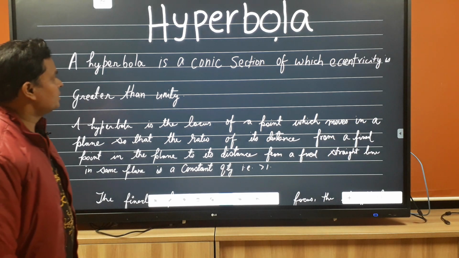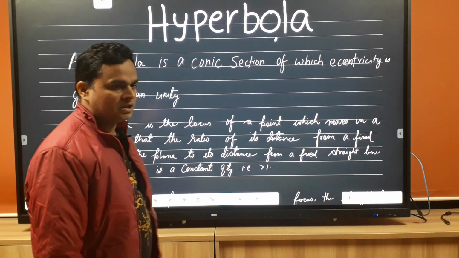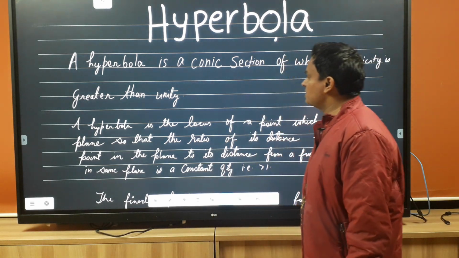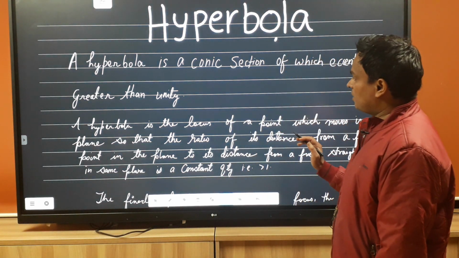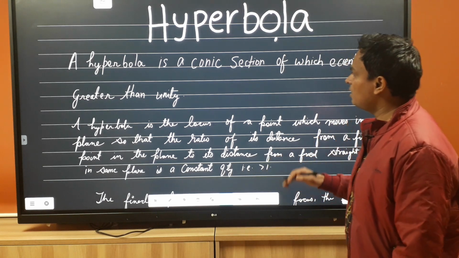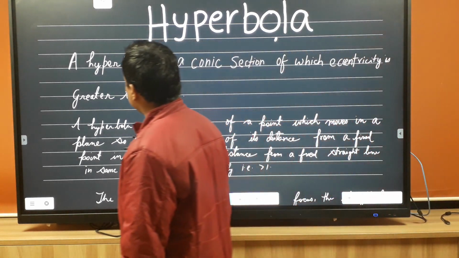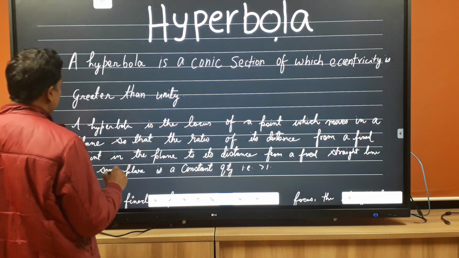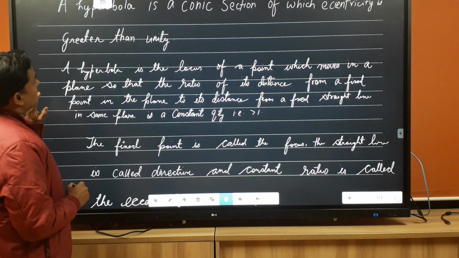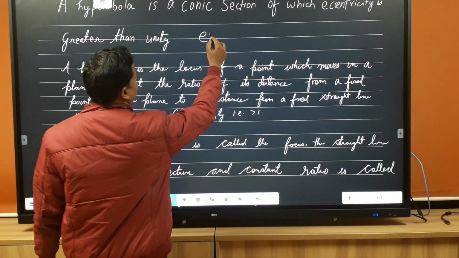A hyperbola is a conic section of which eccentricity is greater than unity. I hope that you all might be familiar with the term eccentricity because we discussed it in ellipse. Now it is a conic section. You all know that conic sections are those sections that are obtained by cutting a cone at different angles. So a hyperbola, an ellipse, circle, parabola, etc., they are all conic sections. Now the eccentricity should be greater than unity. This is the first point. That means e should be greater than 1.